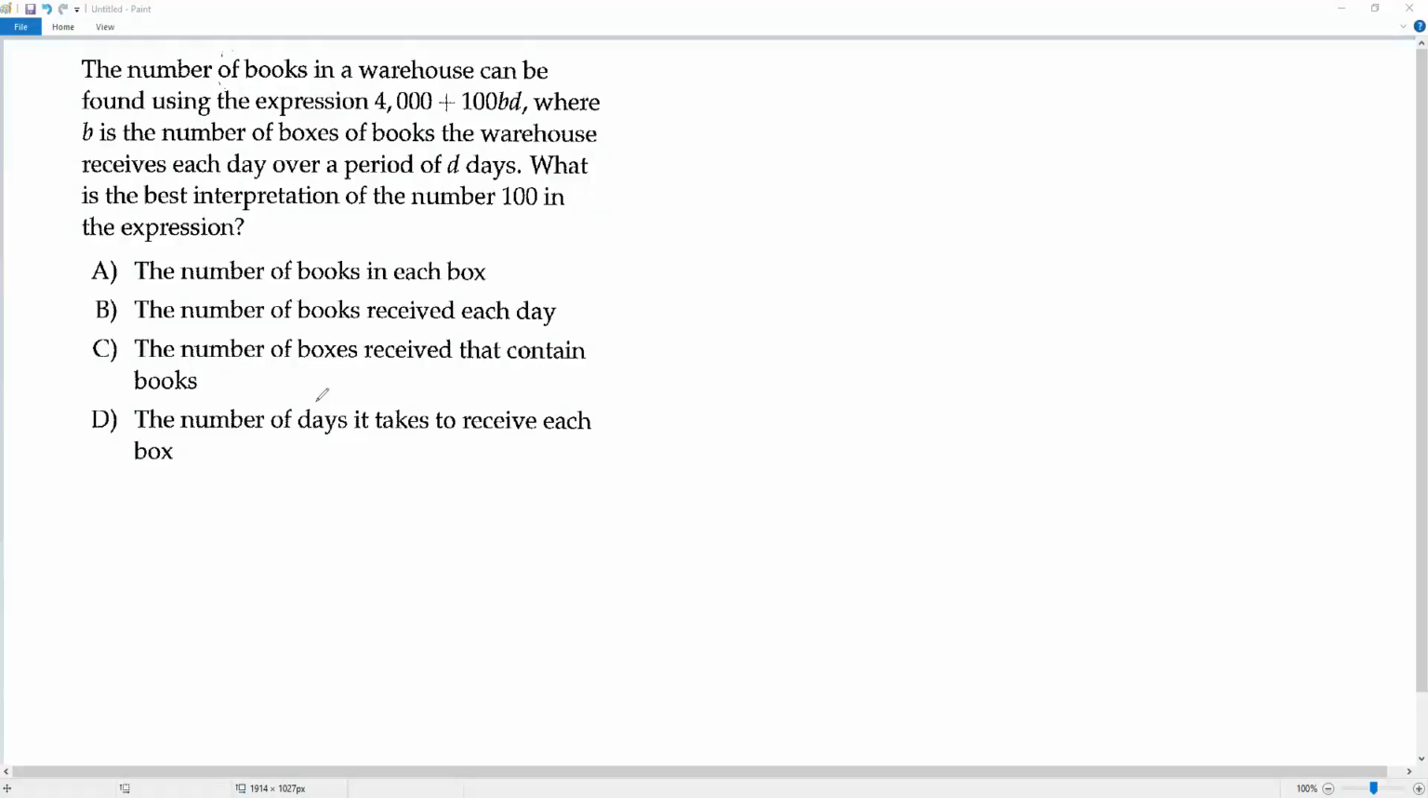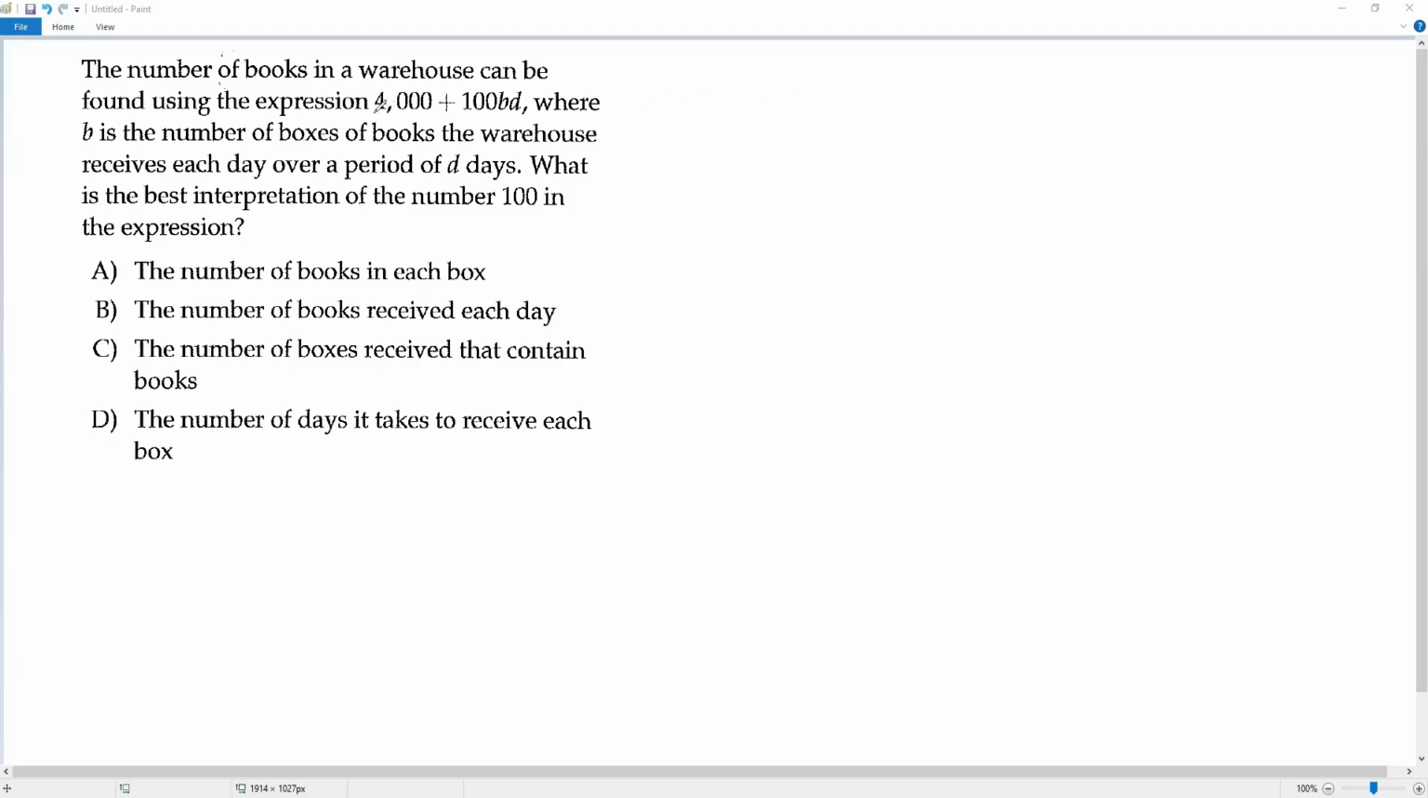Hi, here we have a SAT math question. Okay, let's go over the information we have in the question. The number of books in a warehouse can be found using the expression 4000 + 100BD, where B is the number of boxes of books a warehouse receives each day over a period of D days. So what is the best interpretation of the number 100 in the expression?